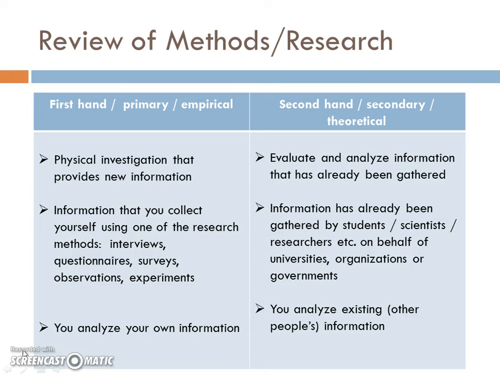Secondary research involves the evaluation and analysis of information that has already been gathered. This information may have been gathered by students, scientists, teachers, researchers, or various organizations. It is important to remember that with secondary research, you will analyze existing information. In the grade 12 paper, you are free to choose primary research, secondary research, or a combination of both. No matter which research method you select, it should help you answer your research questions effectively.